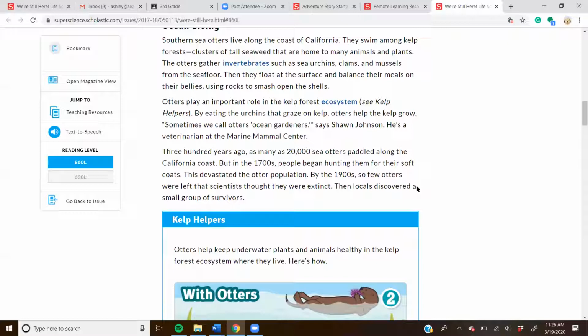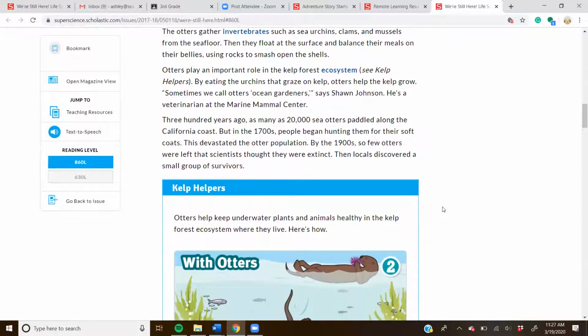Three hundred years ago, as many as 20,000 sea otters paddled along the California coast. But in the 1700s, people began hunting them for their soft coats. This devastated the otter population. By the 1900s, so few otters were left that scientists thought they were extinct. Then the locals discovered a small group of survivors.